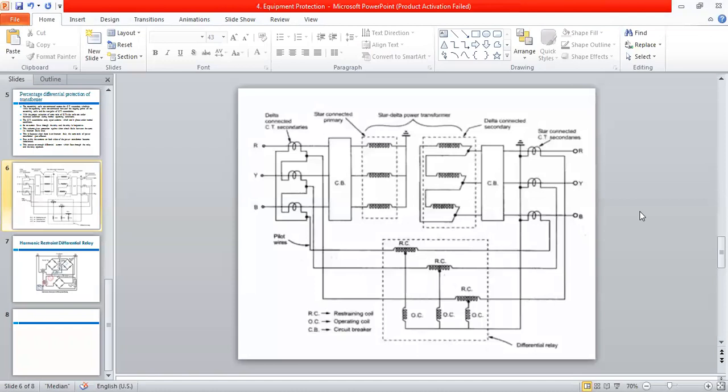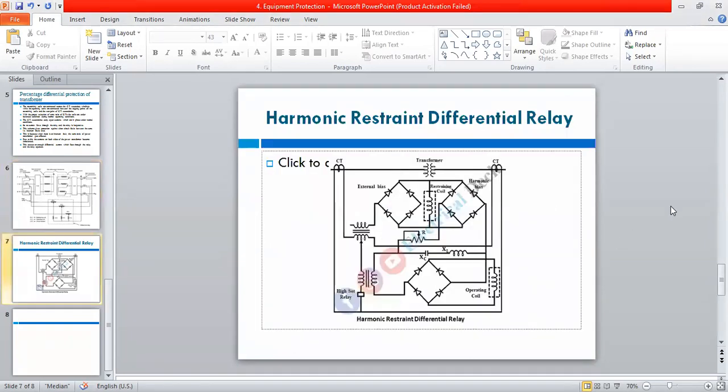Now the next point is the harmonic restraint differential relay. Okay, only one point we'll see. Harmonic restraint differential relay means what? I told you that if there are harmonics, means when any fault occurs there, at that time there are harmonics. But which type of harmonics? These are the fundamental harmonics.